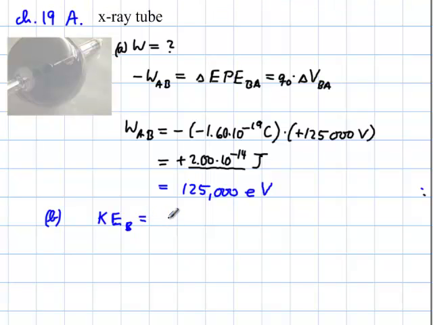is going to be, again, the difference in electric potential energy from A to B, and that then is the same 125,000 electron volts, respectively 2.00 times 10 to the negative 14 joules.